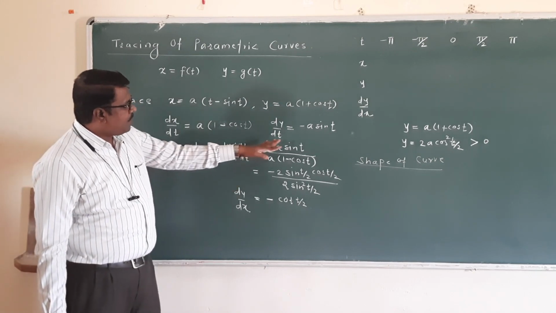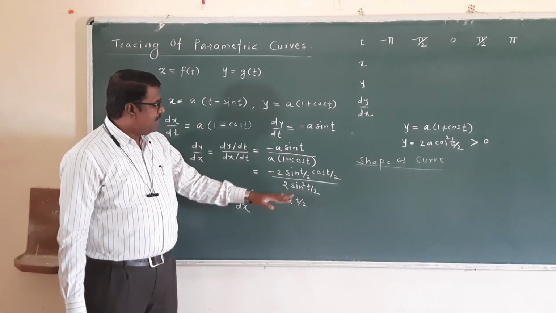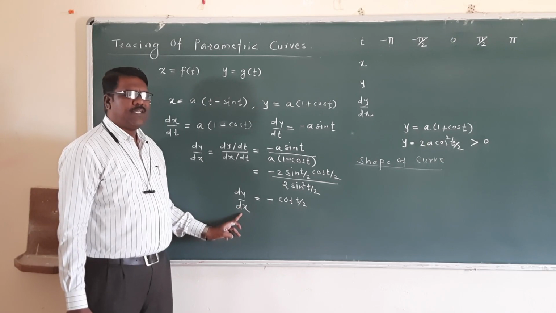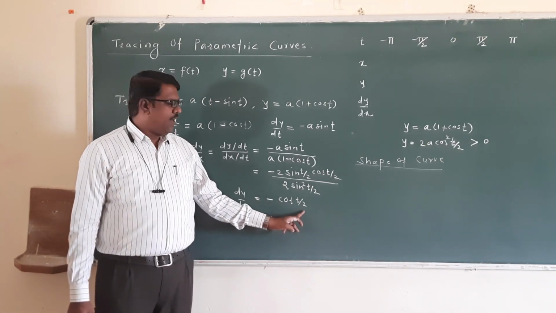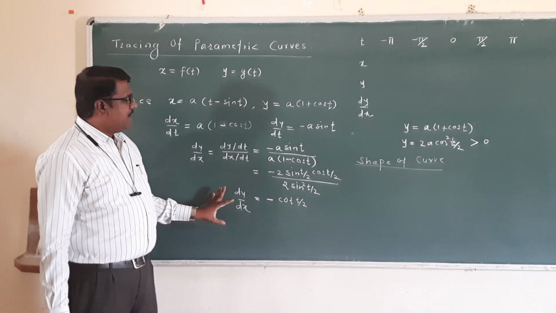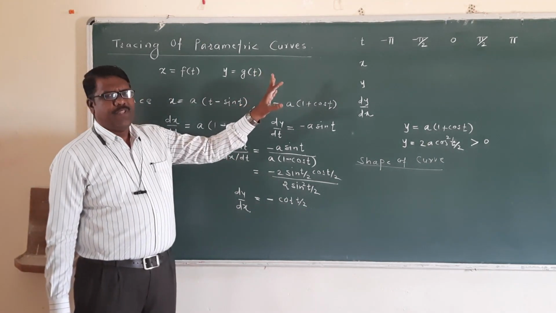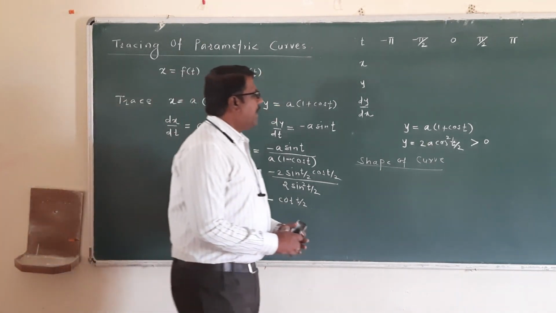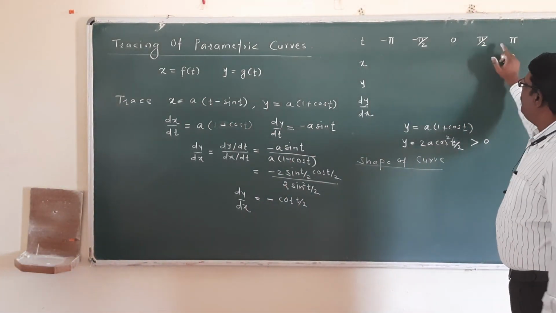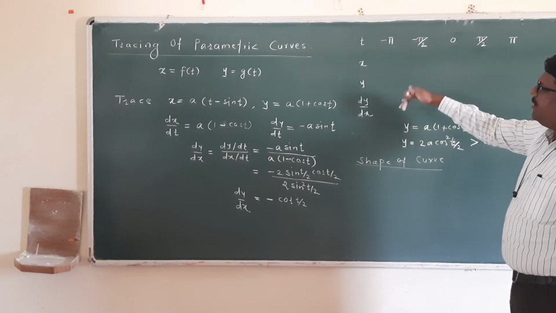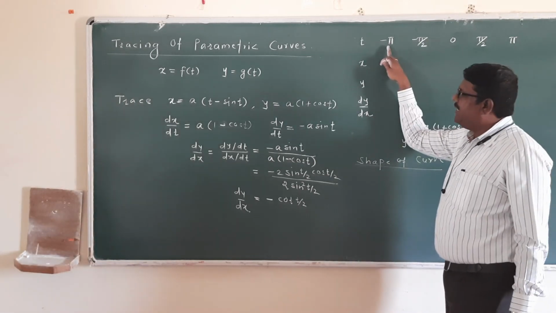So if we perform the calculations, we will get dy by dx as minus cot t by 2. Okay. Now after getting dy by dx, we will prepare one table. Again in the table, I will choose the parameter from minus pi to plus pi.